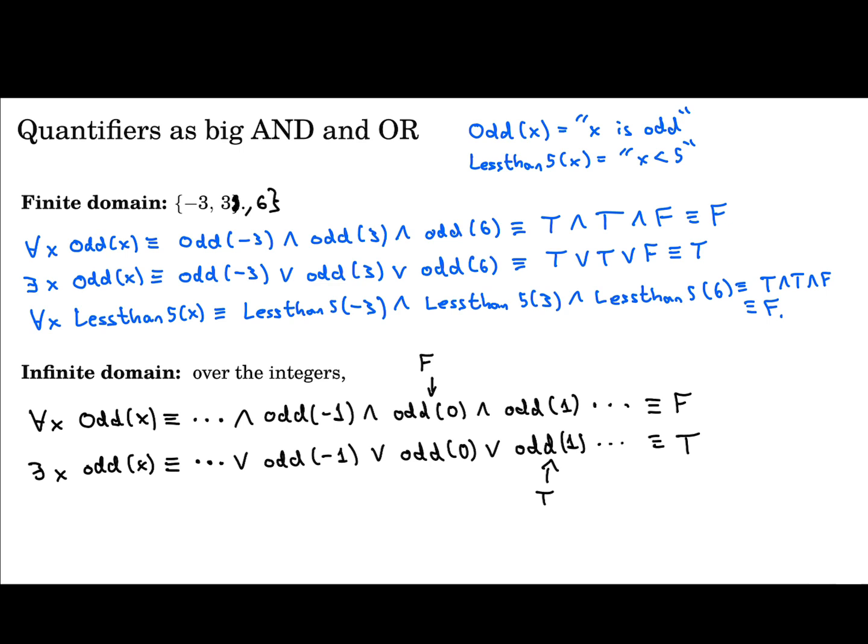And so this is a nice way of thinking about the quantifiers, right? So you can think of a for every as a big version of and, it's a bunch of ands. And you can think of the there exists as a big version of or. And so it's like a bunch of ors.